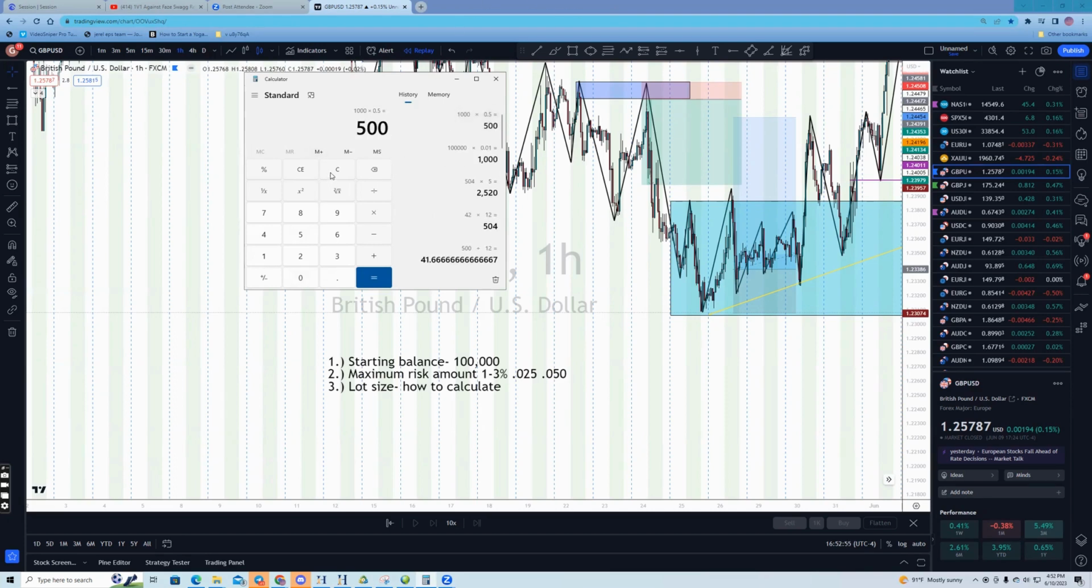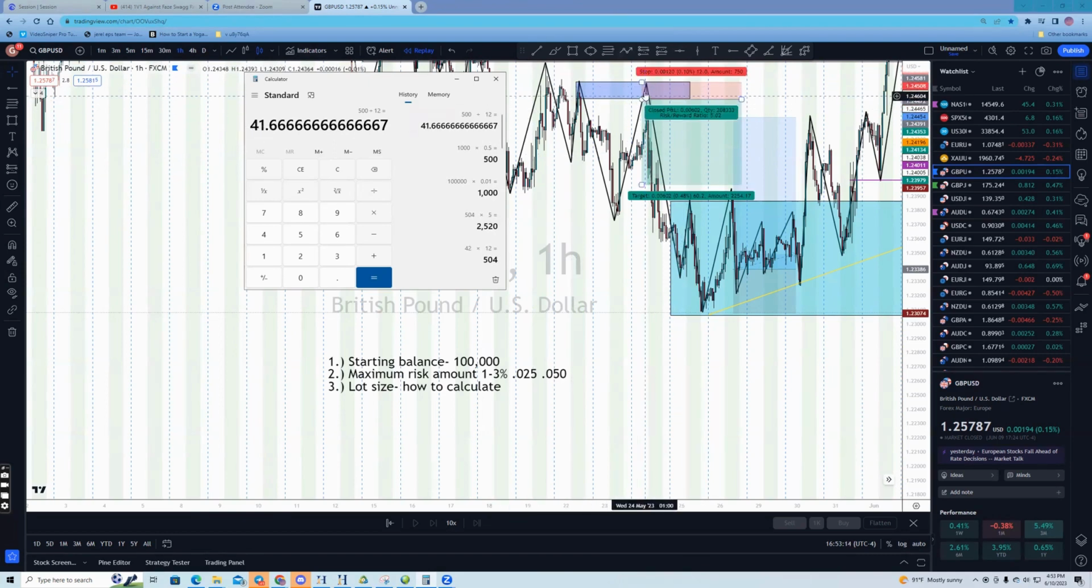All I did was I had 100,000. I times it by 0.01, it gave me 1,000. And I did 0.50, gave me 500. Right. Then I divide that by my stop loss. That gives me my lot size. I move the decimal over twice. It's 0.42. Okay. 0.42 times 12. If you're confused, all you got to do is times it, and it'll tell you. If you don't get the right number, then you know you did it wrong.